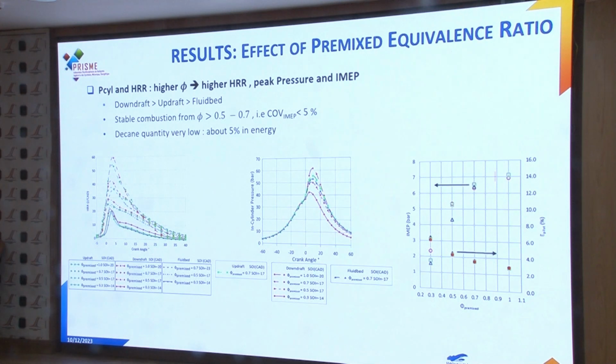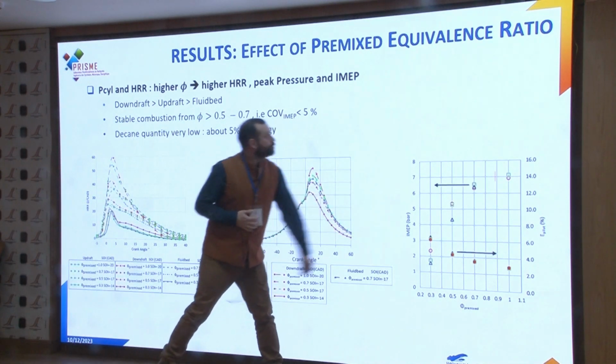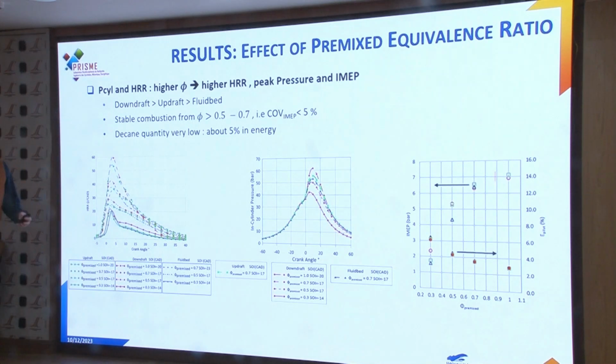Here you can see the different compositions. So green is the updraft, red the downdraft, and blue the fluid bed. For different equivalence ratios, we can see that when we increase the equivalence ratio, we get higher heat release rate, higher peak pressure, also higher IMEP. And basically, the downdraft gets the higher performances, and then we have the updraft and the fluid bed. This can be related to their hydrogen content.